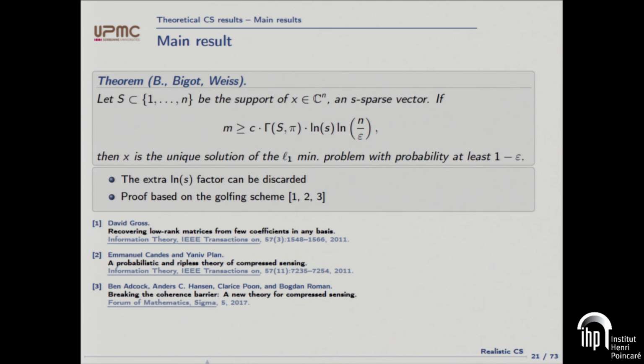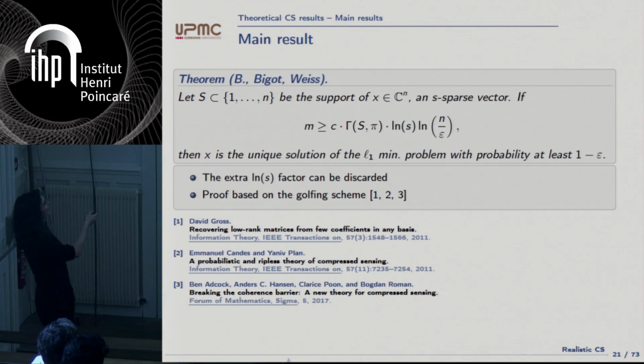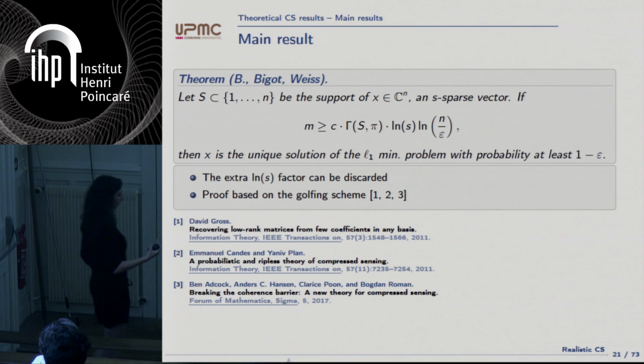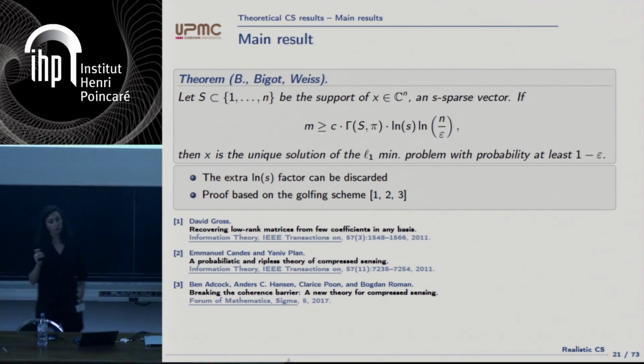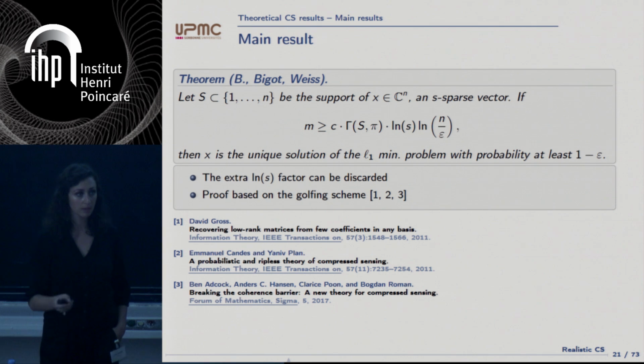And the proof is actually based on the golfing scheme that was introduced by David Gross in the case of low-rank matrix recovery. I want to say a few words about it because it can be of interest for you, I guess. But I won't go into the proof in detail.